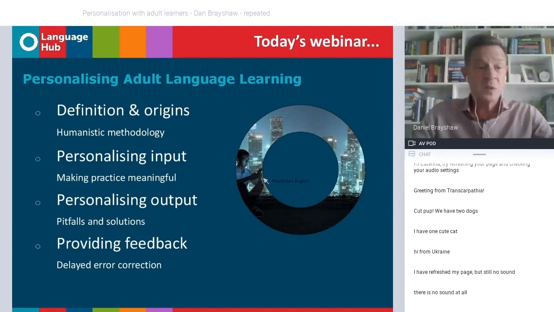Once we've talked about input, we'll then go on to talk about output, so what the language that the students produce. And I want to look particularly at some of the pitfalls of using freer personalized speaking activities in class, and of course suggest some solutions to help us avoid those pitfalls.